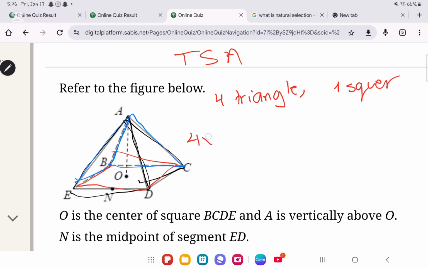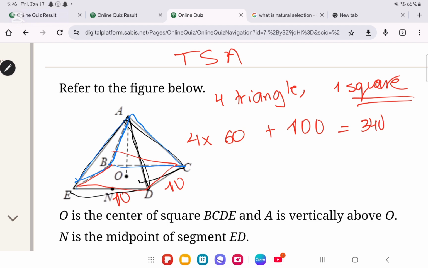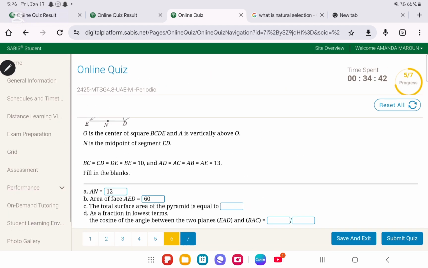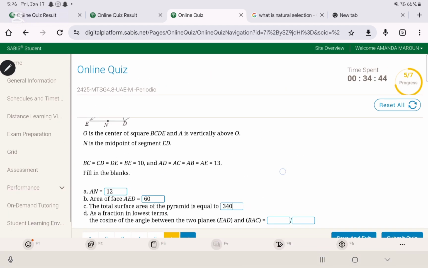So to find the total surface area, because all the triangles are equal, it is gonna be 4 times the area of the triangle, which is 60. In addition to the area of a square. I apologize for the mistake in writing. If this is 10 and this is 10, the area of the square is side times side, which is 10 times 10, which is 100. So it's going to be 4 times 60 plus 100, which is 340. So our surface area is 340.